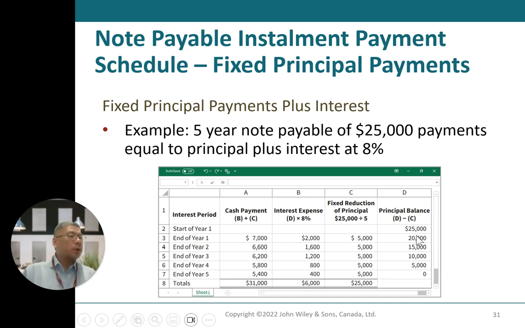You got 20,000 here. This is D times 8. This is how you get D: D minus C, principal D minus C. This is the fixed reduction of the balance. This is what you got, the fixed reductions. And then where's the B coming from, which is D here, times 8%. So the A is B plus C, which is B plus C here. So that's the number, and it's 25,000.